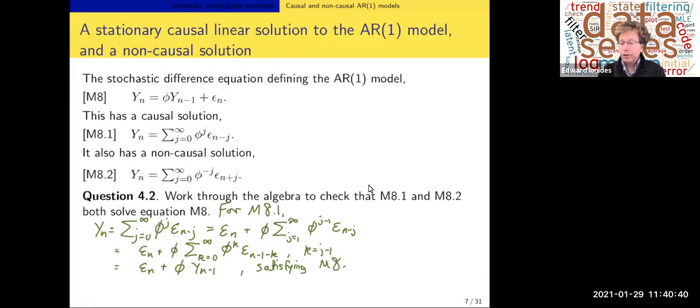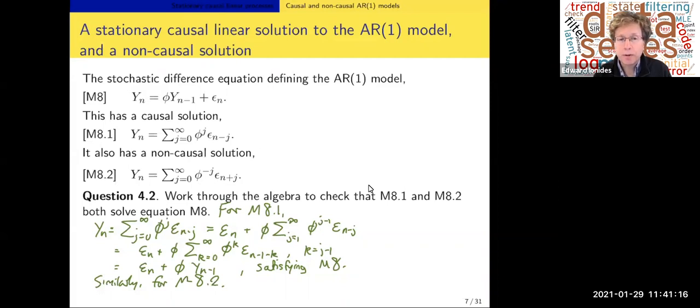And then I can do the same thing for M8.2. I'm not going to do that for you right now. I'll just say similarly for M8.2. Okay, so that's just some algebra to check that this MA infinity representation of an AR1 really does work.